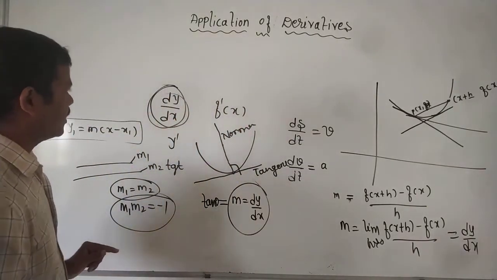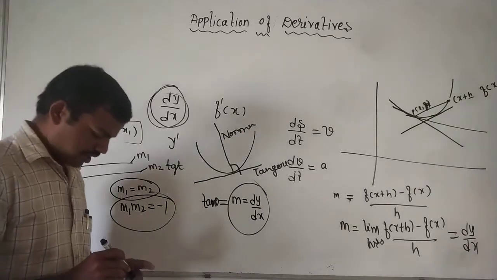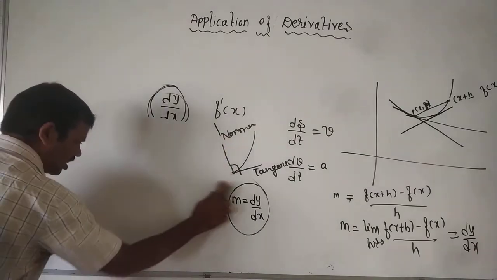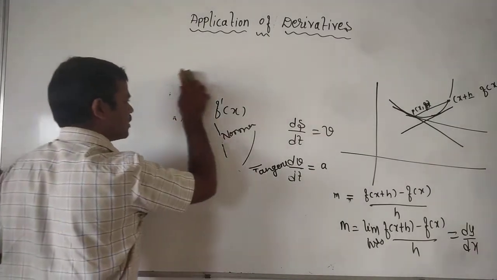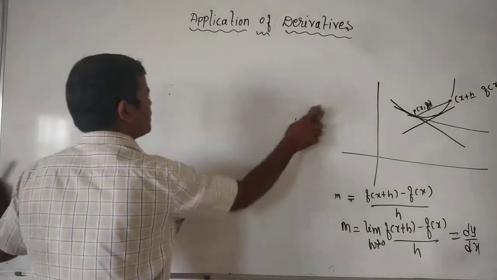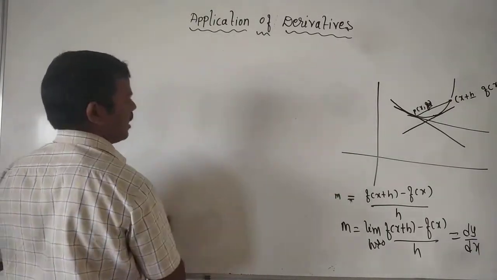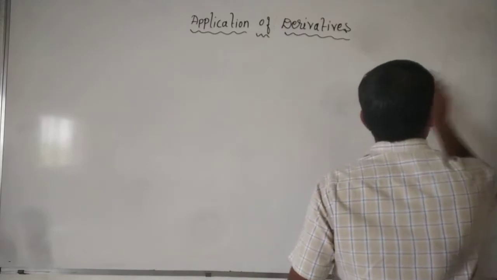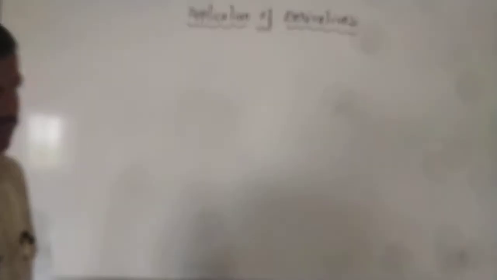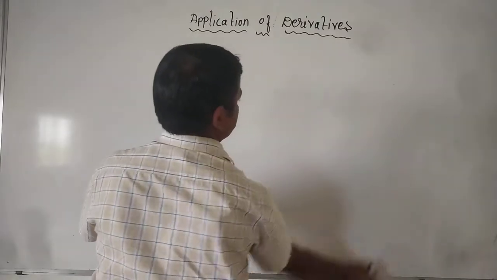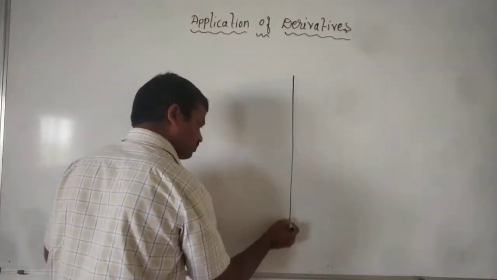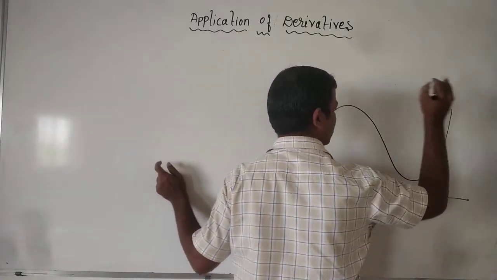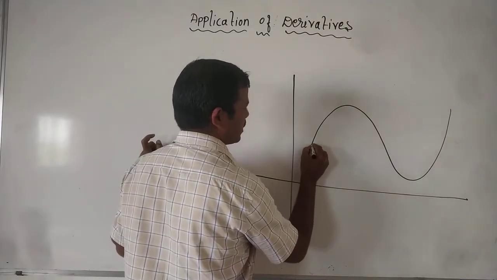One application is clear. Next, the next application is that we have already known about functions. Functions sometimes increase and sometimes decrease. So the concept of increasing and decreasing. Let me come to the function. What happens here is that it increases.